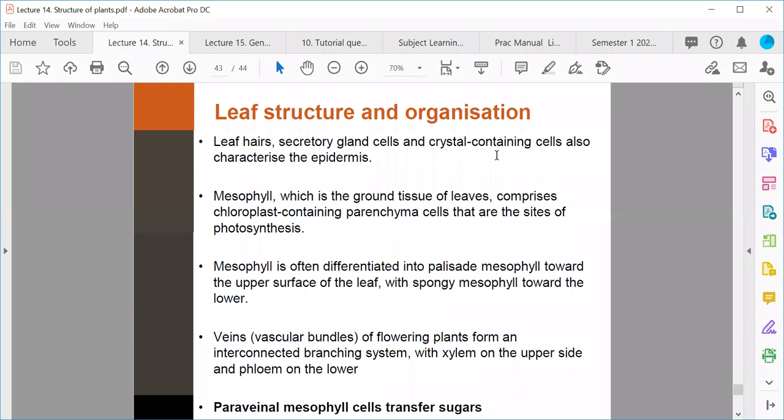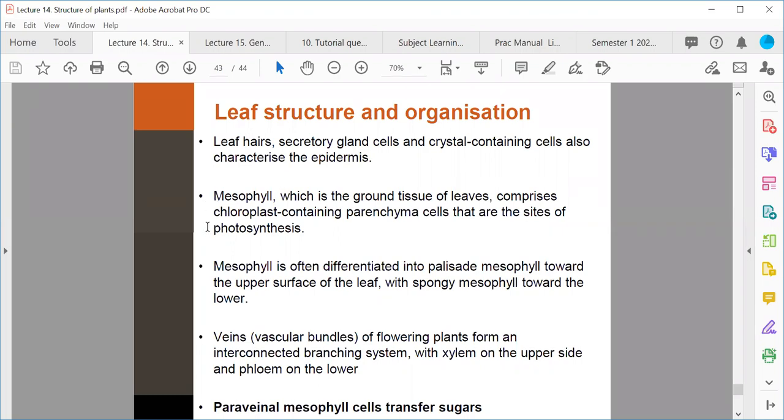These are interesting crystal-containing cells. This is particularly evident in some of the grasses, which will accumulate silicate crystals in their cell walls, and that provides a very sharp knife edge to the actual grass leaf blade, and that supposedly deters animals that are feeding on the plants. Okay, so they're just some examples of unique epidermal cells in the leaf.